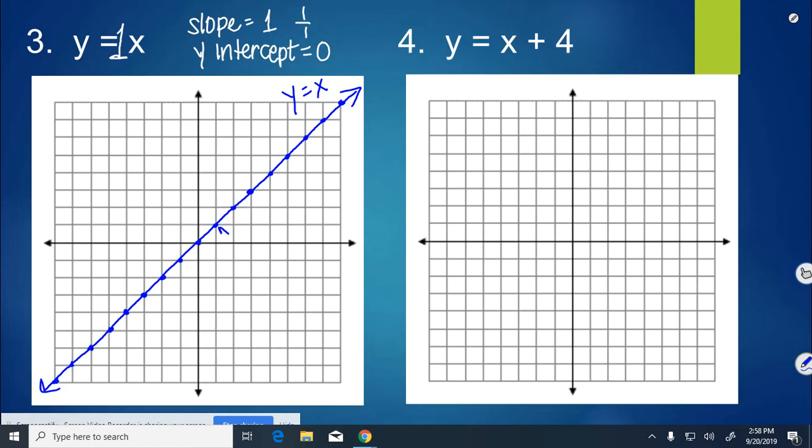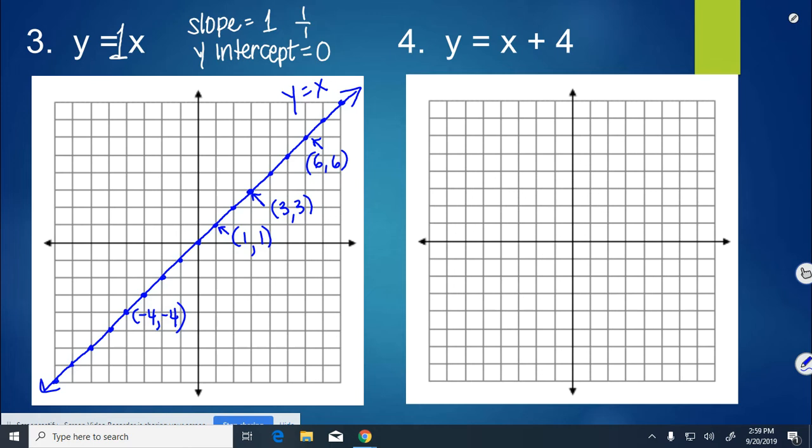So this point right here is (1, 1). This point right here is (3, 3). This one up here is (6, 6). And if we went in the opposite direction, this would be (-4, -4). And so it makes sense that the equation is just y = x because the coordinates are the same.